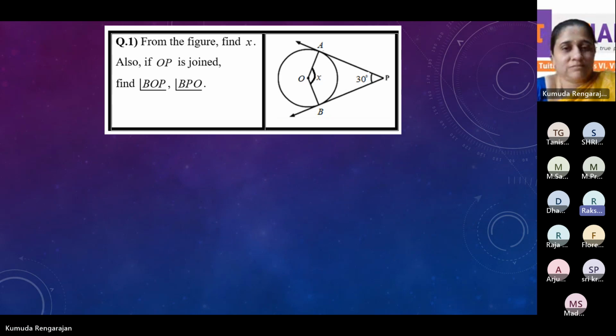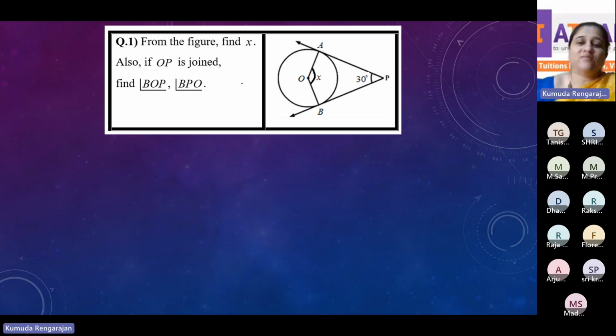Ma'am, we can use the theorem: the tangent at any point of a circle is perpendicular to the radius through the point of contact. Okay, fine. So this is 90 and this is 90, right? And then angle is some property of a quadrilateral, correct? Okay, fine. That's fine. But to answer MCQs, you should be still faster.